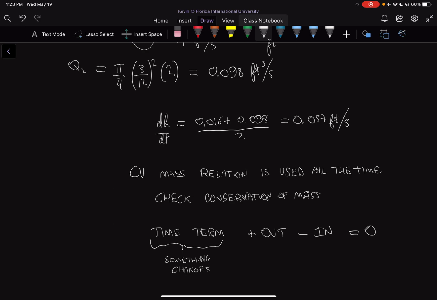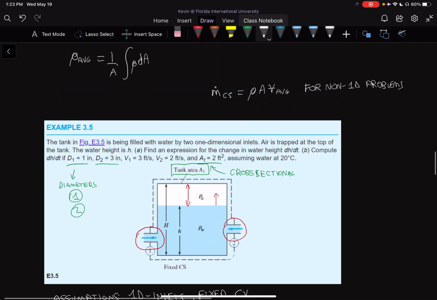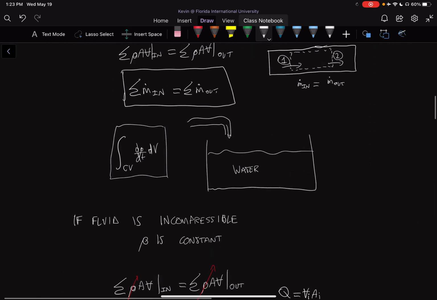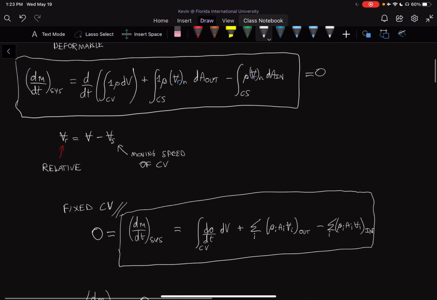So you can always use this relation. Going back to the start, we can always say that dm/dt of the system is equal to 0, and we can always use the right side of the equation being equal to 0.